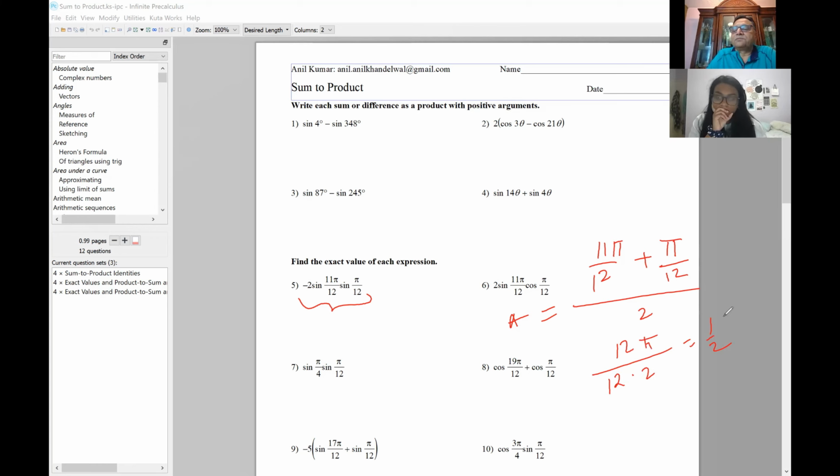Let me derive the formula first, so that it becomes easier for you to understand. So where is the annotation gone? Yes. Okay. So what is cos A plus B equal to? Correct? Yeah. Cos of A minus B.